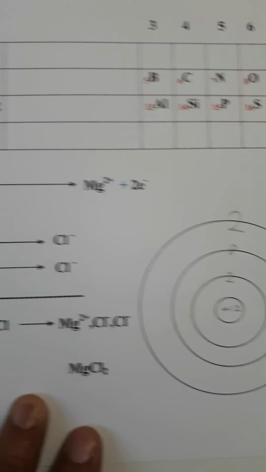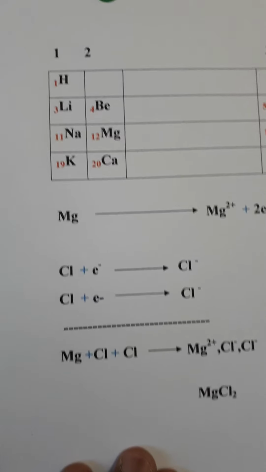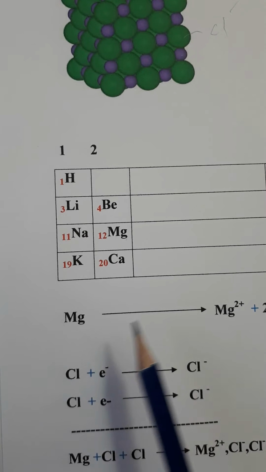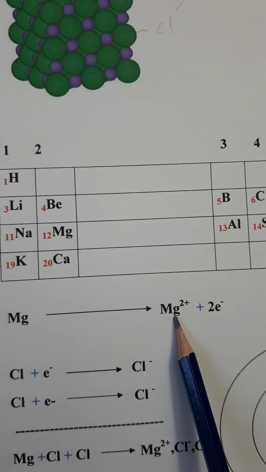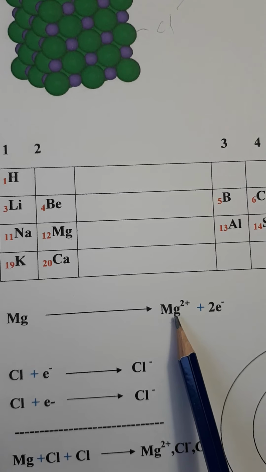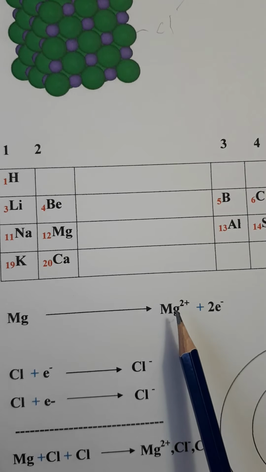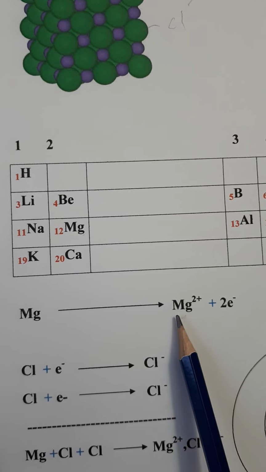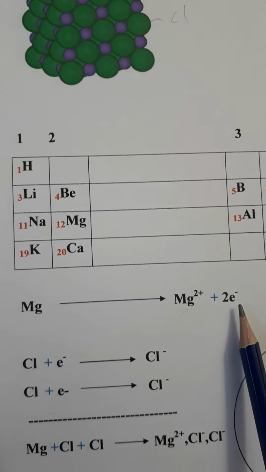So chemically, we can write a chemical equation like this. Magnesium will become Mg2+. When it loses 2 electrons, it becomes 2 plus. If you count all the protons and electrons, you will see that it will have a charge of plus 2. So the magnesium atom became magnesium ion and 2 electrons.